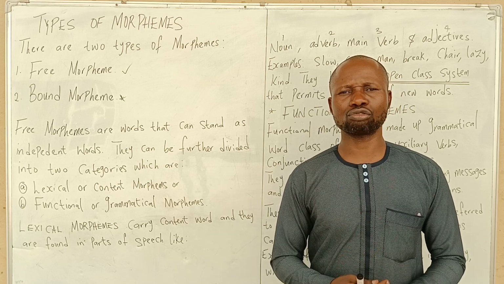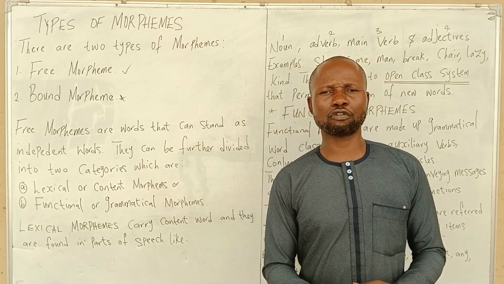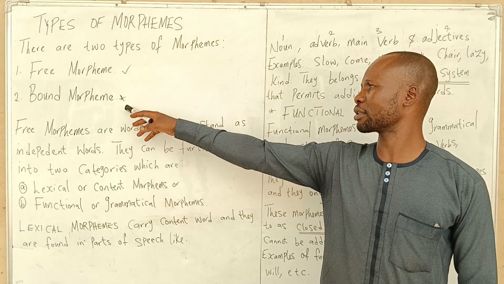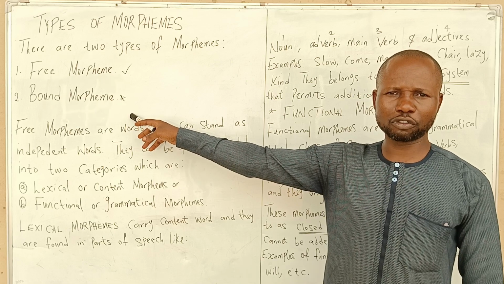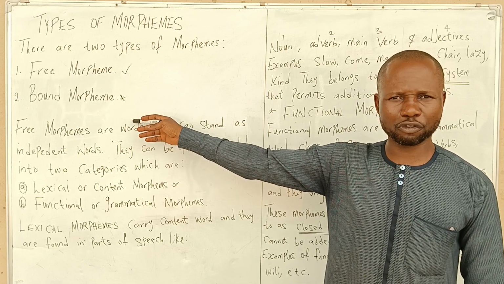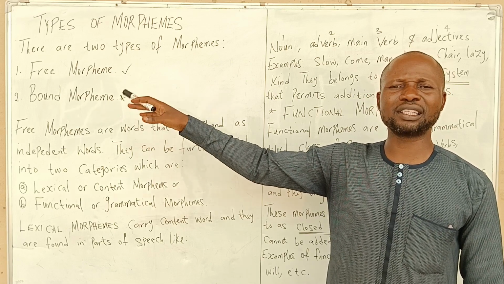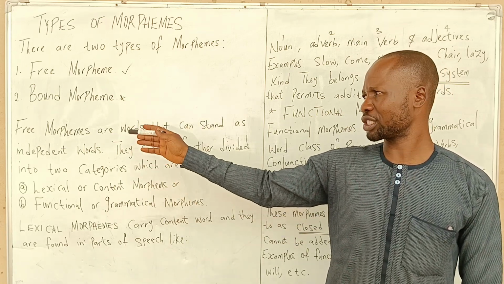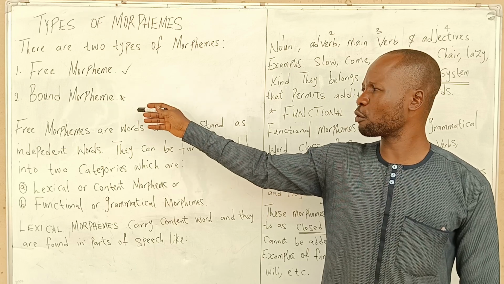So thank you so much for watching my video. In my next teaching, I'm going to talk about bound morphemes. Bound morphemes are also called derivational morphemes, also called dependent morphemes. They are morphemes that cannot stand on their own. So watch out for my next video where I will discuss this.